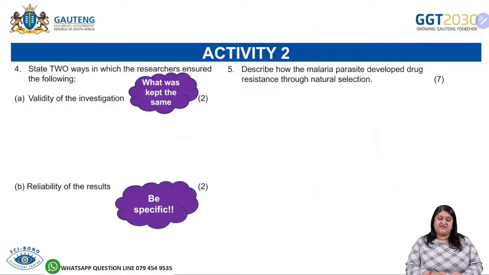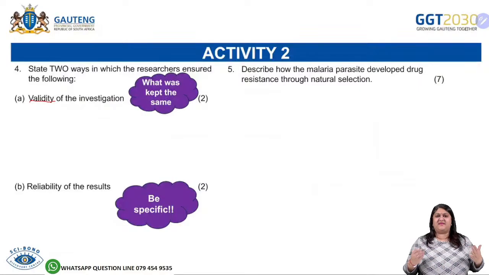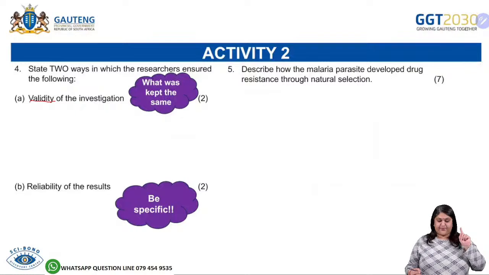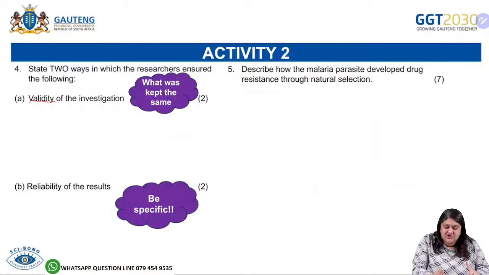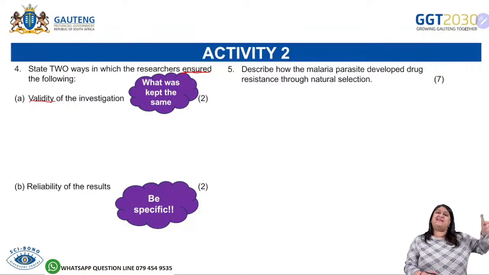State two ways in which the researchers ensured the validity of the investigation. Now, when you see validity, you need to think to yourself, what was kept the same? Which variables were kept the same? So if you have to go back there, they asked you, how did the researchers ensure? Ensured is in the past tense. Can you see that? So they're saying, what did they do?